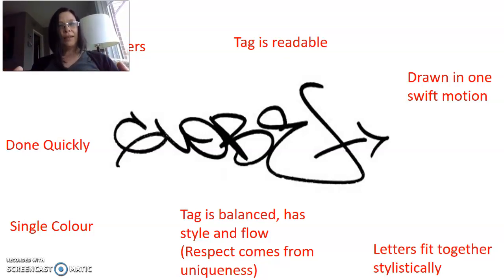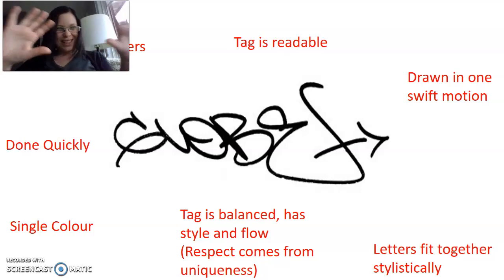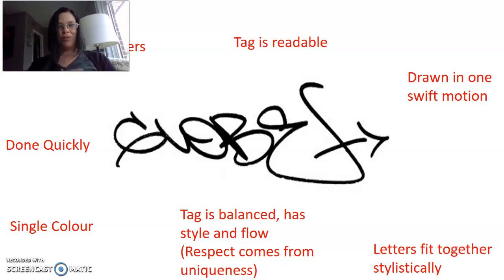Now your tag is readable, but tags are not necessarily meant for the general public. They're meant for other graffiti writers, so you get better and better at reading them. You want them to be somewhat readable because you want people to get to know what your name is, right? If they just see a scribbled mess, it's hard for them to understand who this person is. You want to make sure they can read it so they know who you are. Like Globe's, it's balanced, it's got some style. You're developing your own way of writing, and that's where the respect comes from, creating your own way of writing your letters.